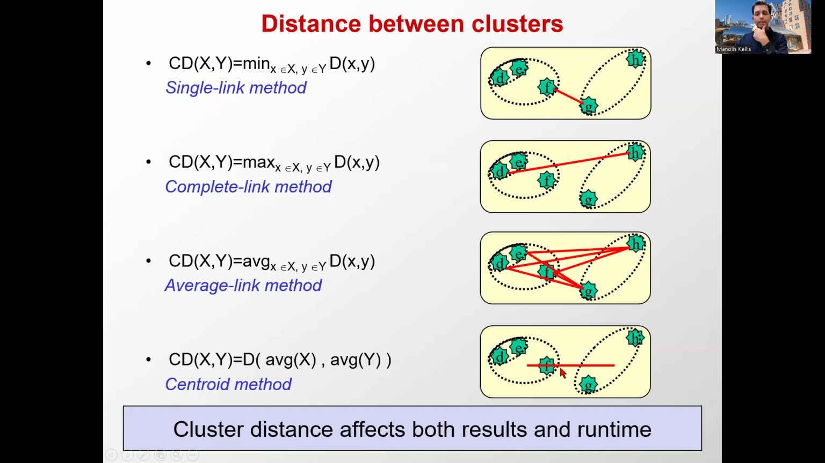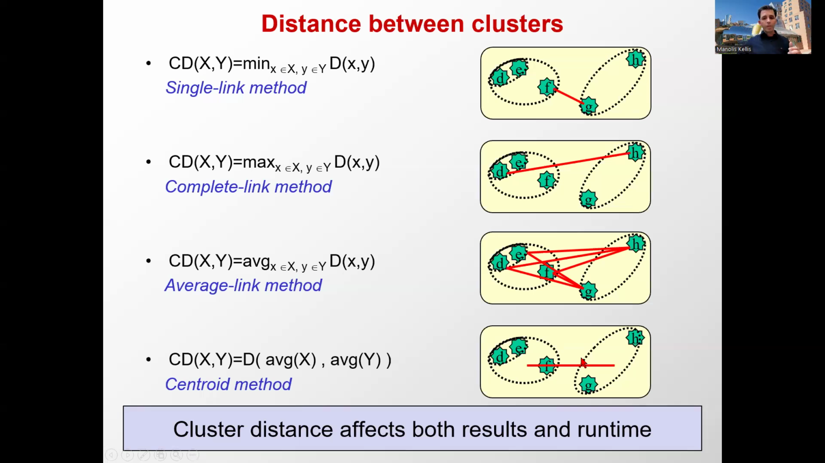This one is a k-squared algorithm. This is an n-squared algorithm. This is basically checking all n-squared distances. This is only checking all k-squared distances, where k is the number of clusters at that point. But of course, recomputing those distances means that now that I've merged these clusters, I need to recompute the center of gravity.